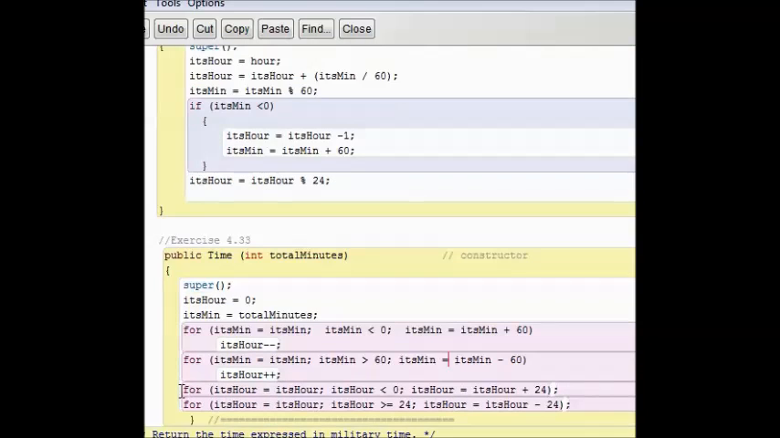So that's the other situation. Then we handle the hourly situation. If the hour is less than 0, we add 24 hours to it until it's in positive territory. Or if it's greater than 24, we decrement 24 until it's within 0 to 24. So that's how we do the total minutes for our constructor.